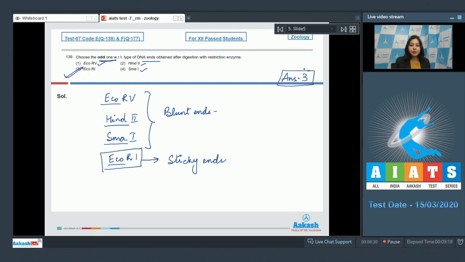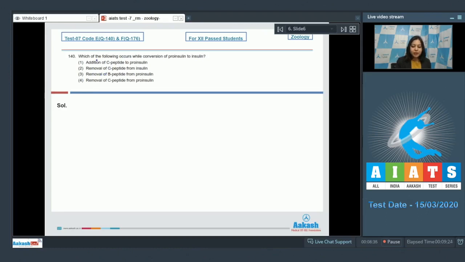Moving on to the next question. Question number 140. Which of the following occurs while conversion of proinsulin to insulin? Number 1. Addition of C-peptide to proinsulin. This is incorrect as the molecule of proinsulin contains 3 peptides. That is A, B and C peptide. So the C peptide has to be removed for its conversion into insulin.